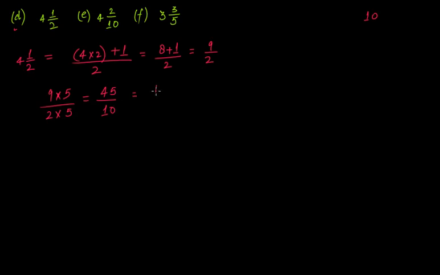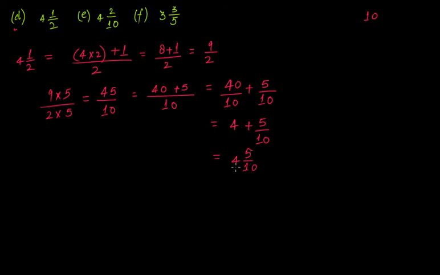Now this can be easily written in terms of decimals, that is 40 plus 5 over 10. This is 40 over 10 plus 5 over 10 and this is 4 plus 5 over 10. Now this can be written as a mixed fraction, that is 4, 5 over 10. This 4 tells you that you have 4 whole objects and then 5/10 of that object.